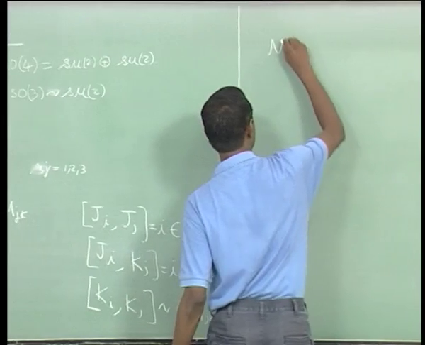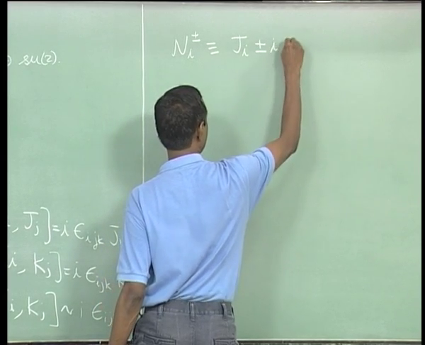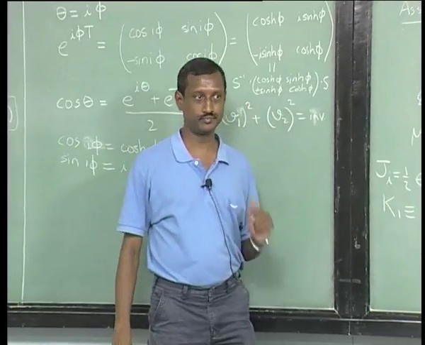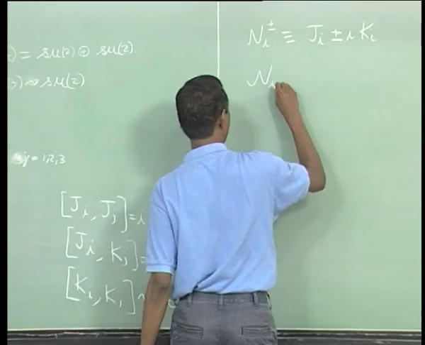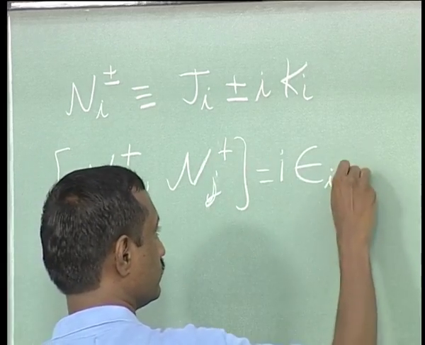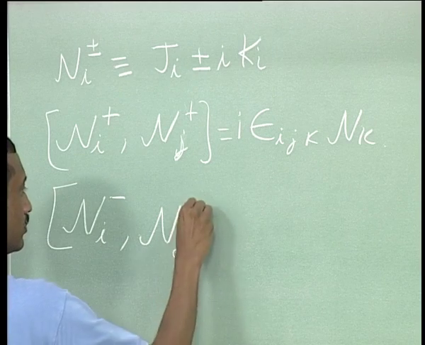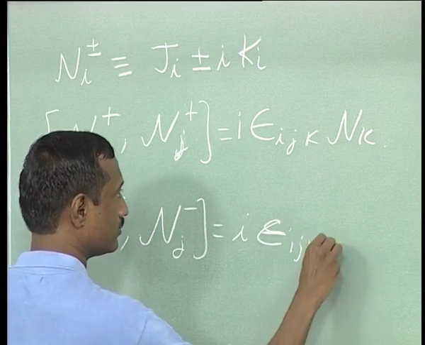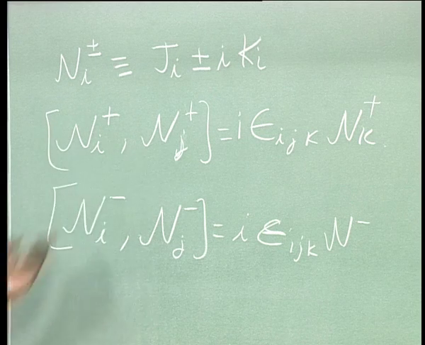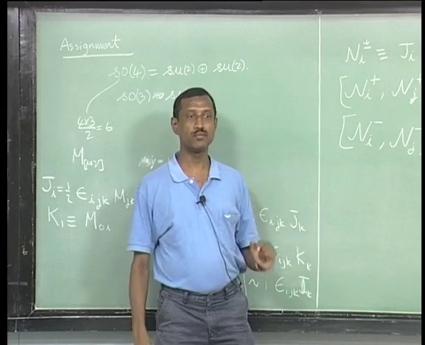And now the nice thing is that you can define N_i plus or minus to be J_i plus or minus i K_i. If you take these linear combinations, what you find is that they decouple. Roughly speaking, what we will see is that N_i plus, N_j plus, and similarly for minus, there is another SU(2) Lie algebra. And the fact that they decouple implies, what does that imply for N_i plus and N_i minus? The fact that I can write it this way, they commute.